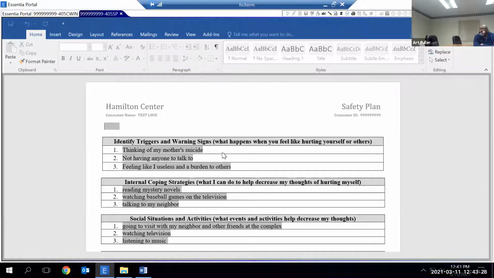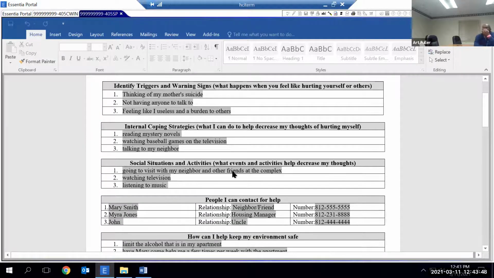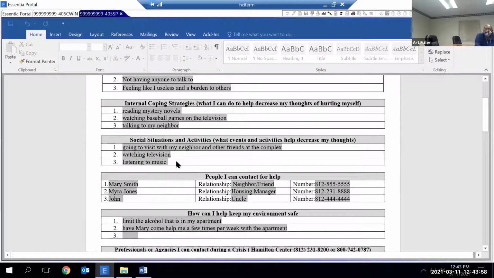What were his internal coping strategies? He said that he likes to read mystery novels, so that helps him distract. So we're going to put that on his plan. Watching baseball games on television, talking to his neighbor Mary. Those are his coping strategies that he was able to identify. Social situations and activities that help him: he likes going to visit with the neighbor and other friends in the complex. He likes watching television and listening to music. Those are his things, so that's what we put on his safety plan.